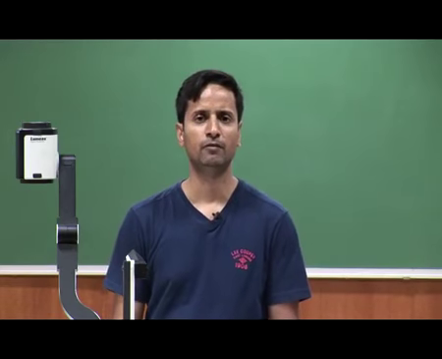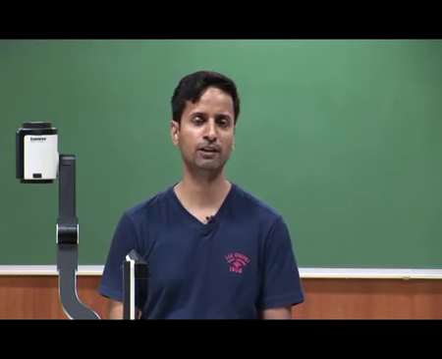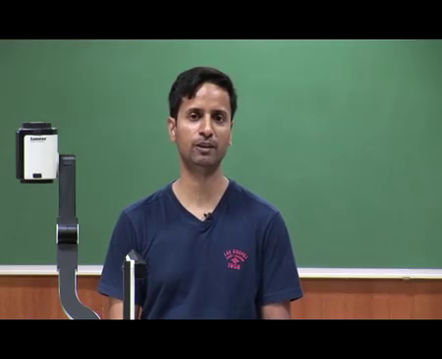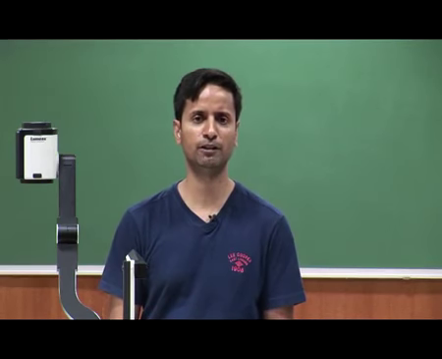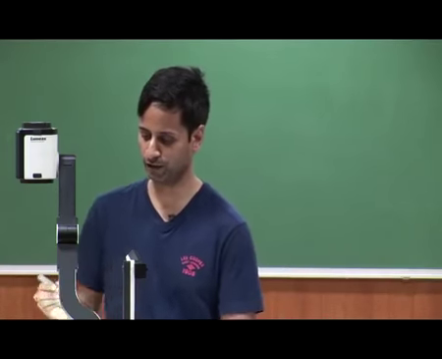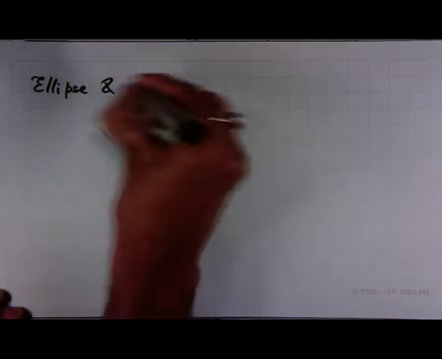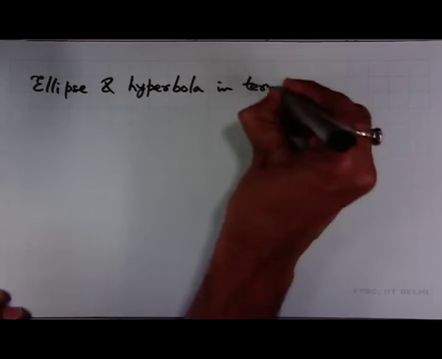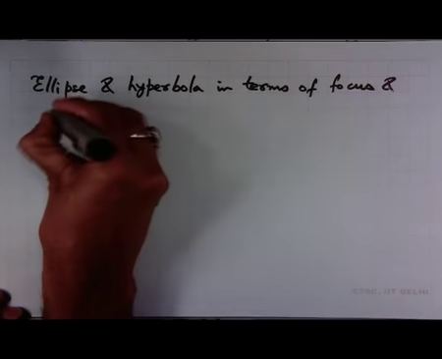Okay, so we have seen that we have defined parabola by using focus and directrix. So parabola is the set of all points such that the distance of any point to the focus is equal to the perpendicular distance of the point from the directrix. Whereas we have defined the ellipse and hyperbola in terms of two fixed points called the foci. So let us look at ellipse and hyperbola in terms of focus and directrix.